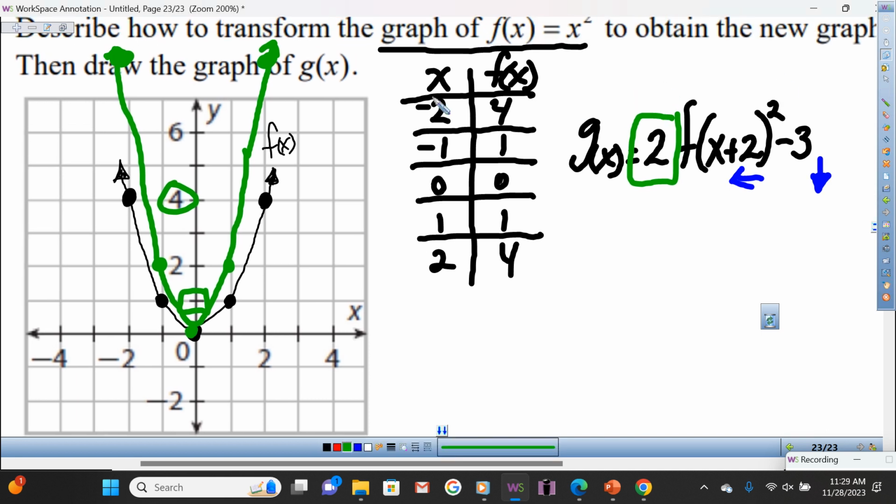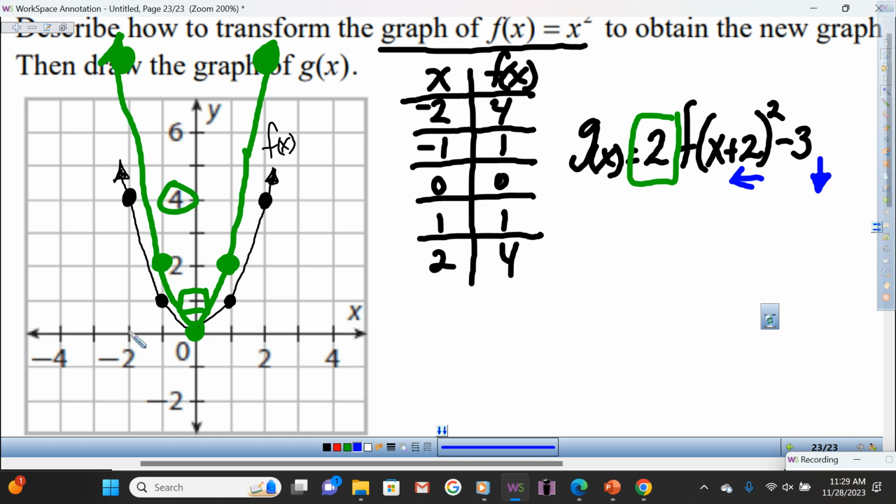All right, so now that we stretched it, here are my key points. This one, this one, this one, this one, and this one. Now we can move it. How many? 2 to the left and 3 down. So let me start with this one.